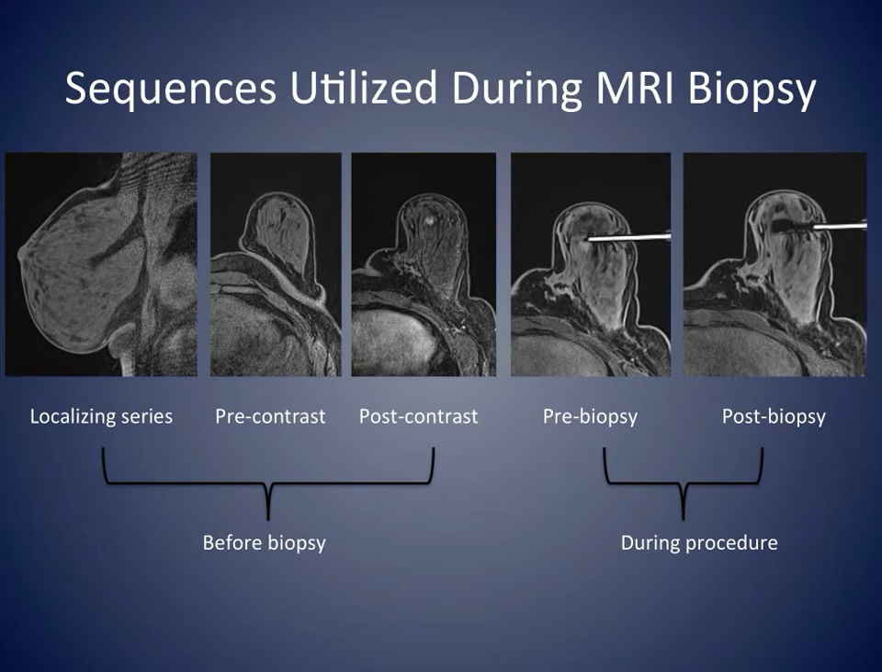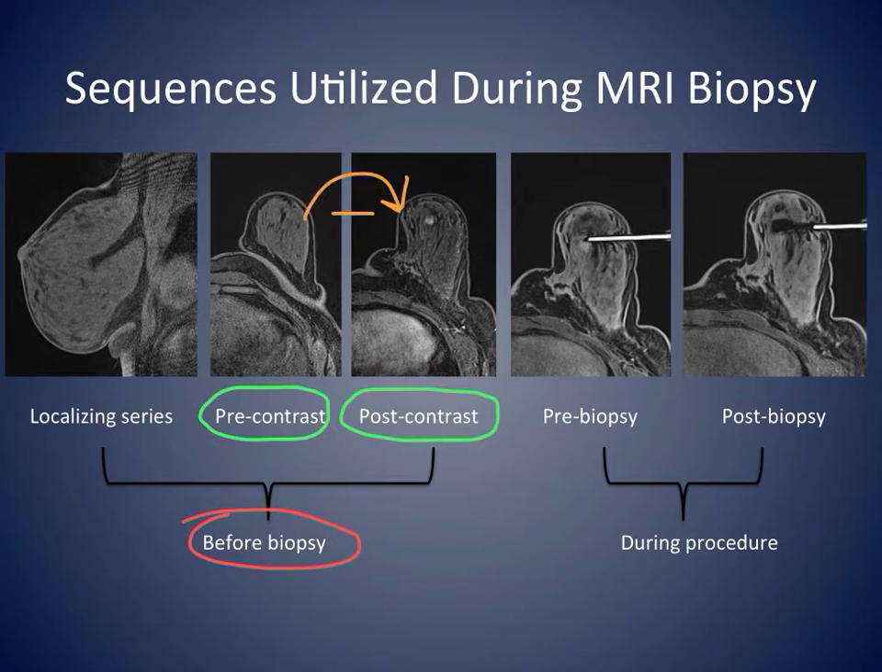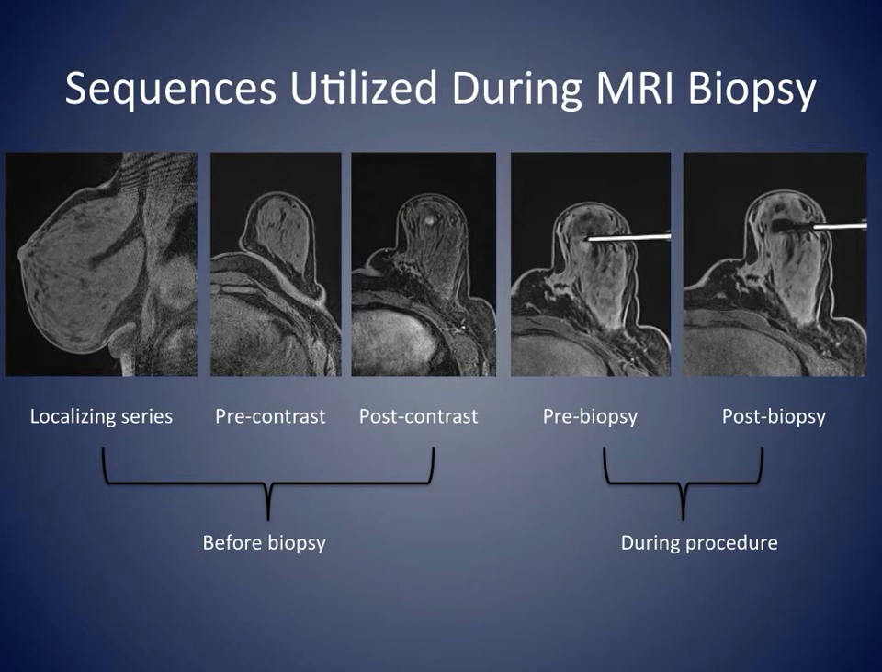Following a localizer sequence, imaging is performed prior to the biopsy, before and after administration of contrast. One or two post-contrast series may be obtained. Subtraction may be applied to the pre- and post-contrast series. During biopsy, two series are usually obtained. The first series is obtained after placement of the obturator, and the second series is obtained after the biopsy.